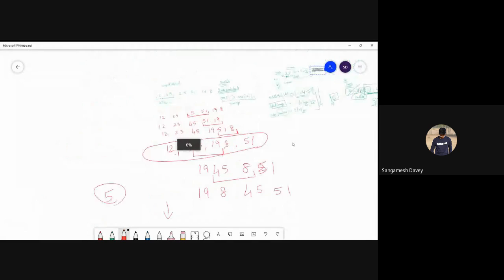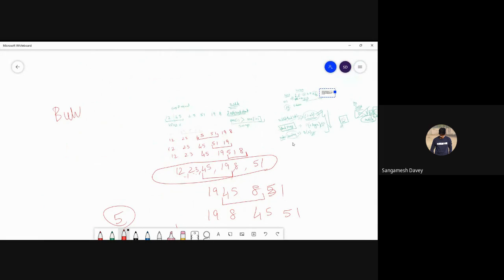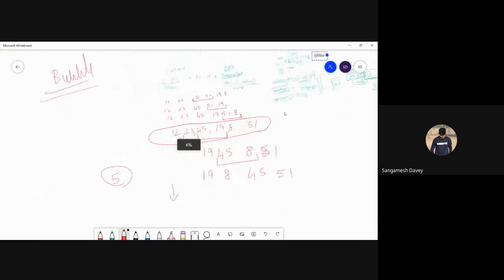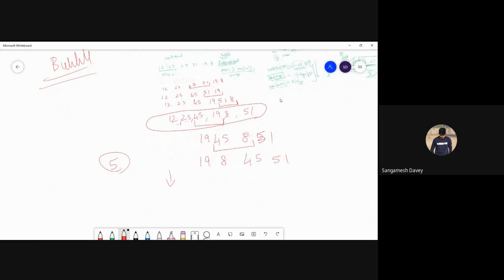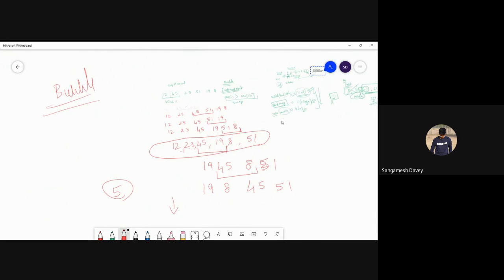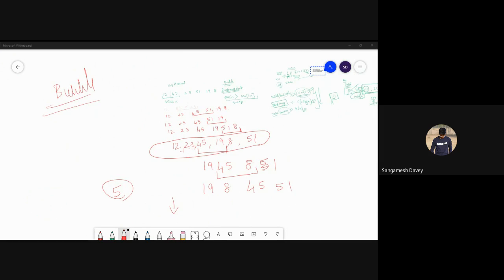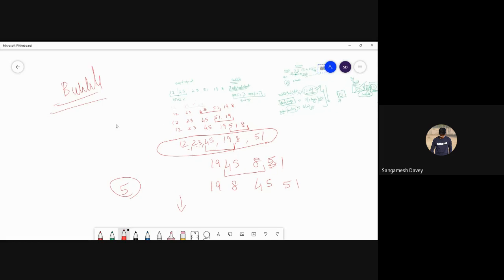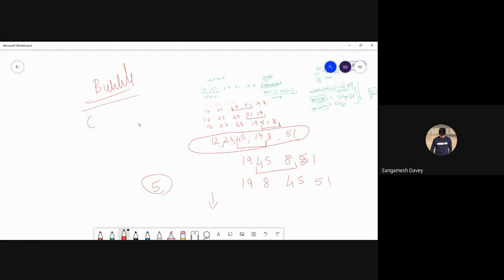Before that, fun fact: why is the name bubble sort? Why is it called bubble sort? Why not something else? Can someone please explain why the name bubble comes? Anyone? Okay, it's very cringe, but the reason is that at the end of every iteration, the largest element bubbles up.